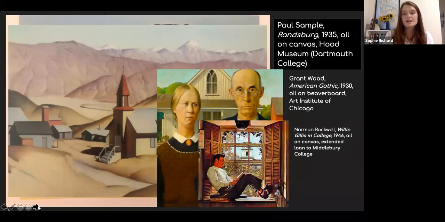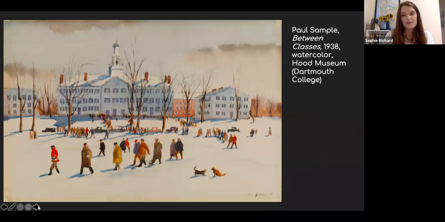This is demonstrated once again with a change of style. And this change accompanied his and Sylvia's move to New England, and Sample started his residency at Dartmouth in 1938. This is a different approach from the stark landscape we saw before.